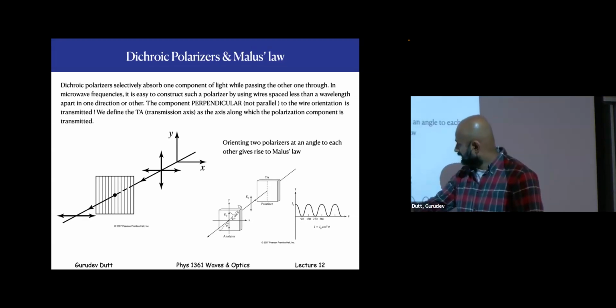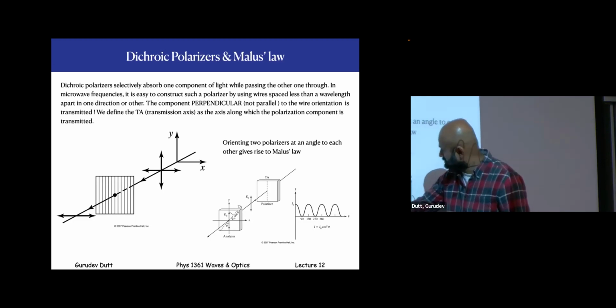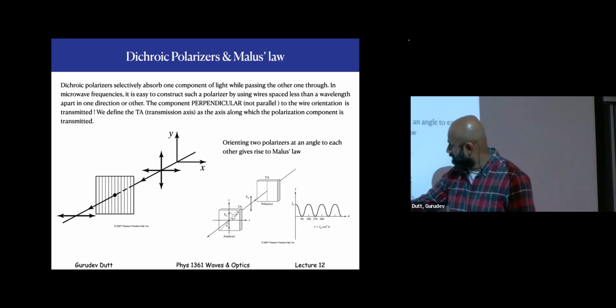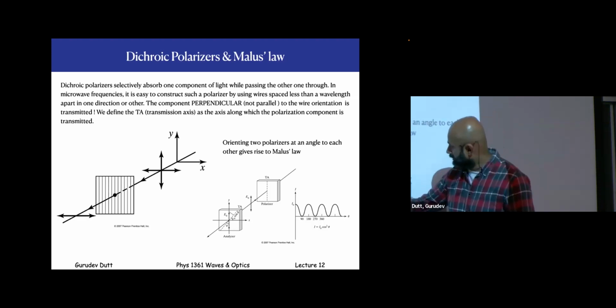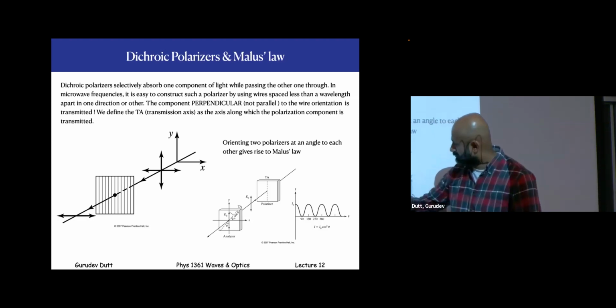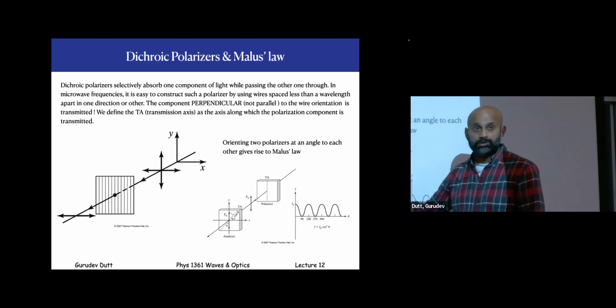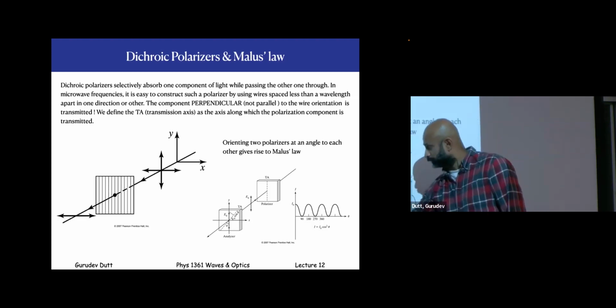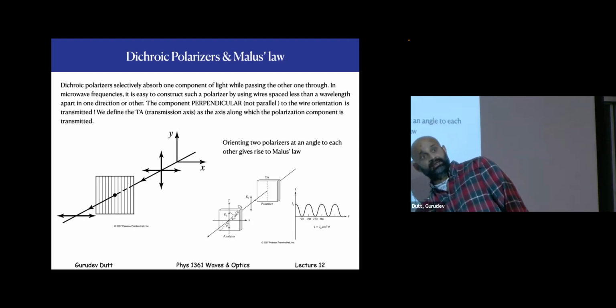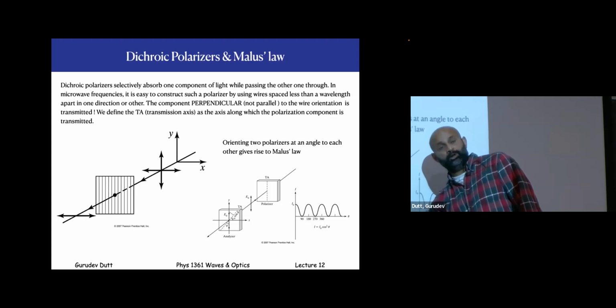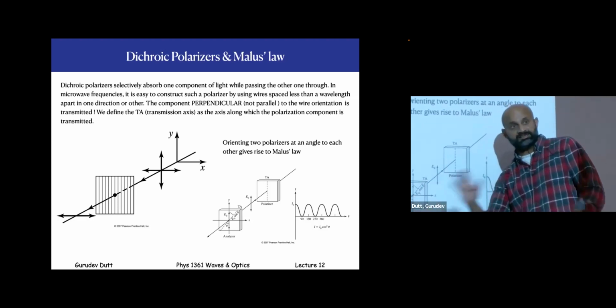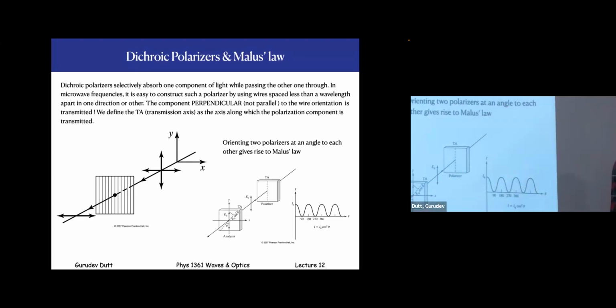Now the second polarizer has a transmission axis along this dashed line, which is at an angle theta with respect to the vertical. So the component of light that is transmitted will be E naught cosine theta, and the state of the polarization will now be at an angle theta with respect to the vertical as well. So the state of polarization after the second polarizer is along that transmission axis. That always is true.